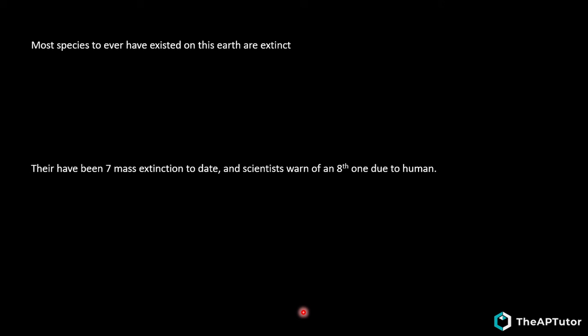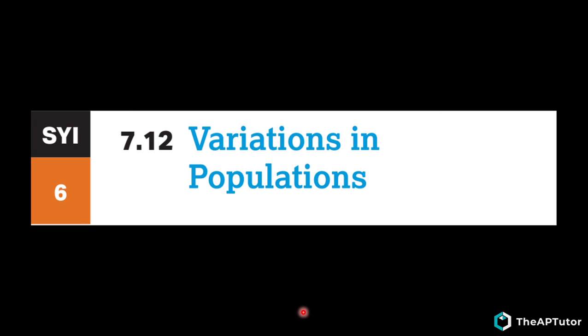Extinction. So most species to have ever existed on this earth are extinct. There have been 7 mass extinctions to date, like the ones of the dinosaurs, and the scientists still warn of an 8th one due to humans and how fastly we're using up the planet.